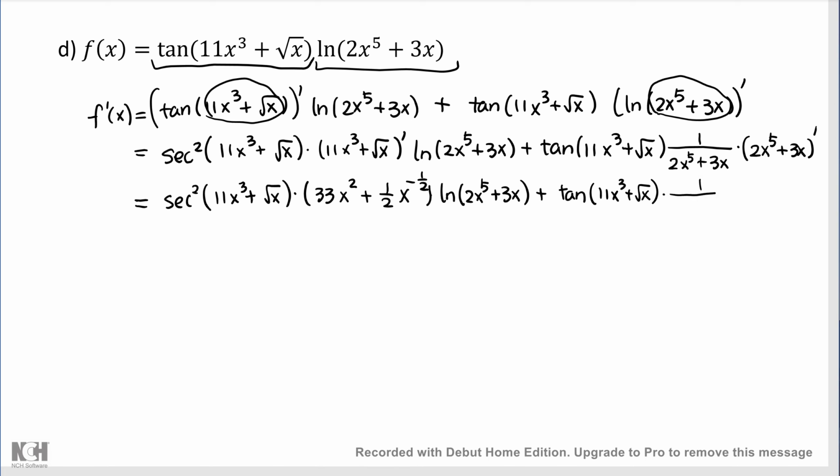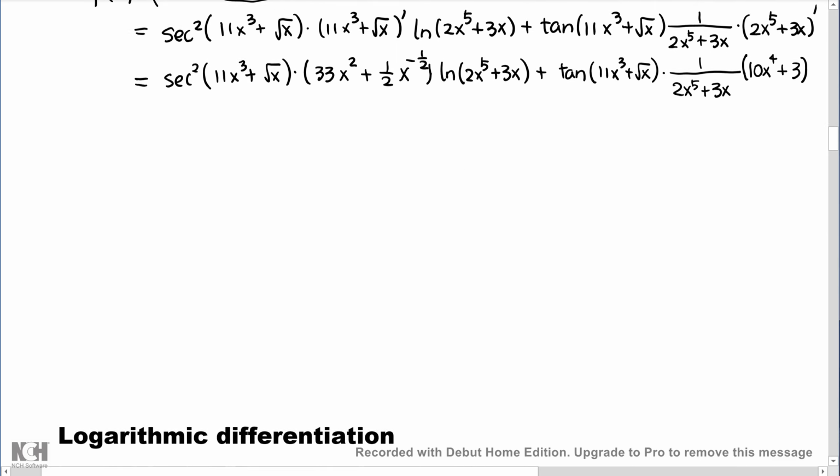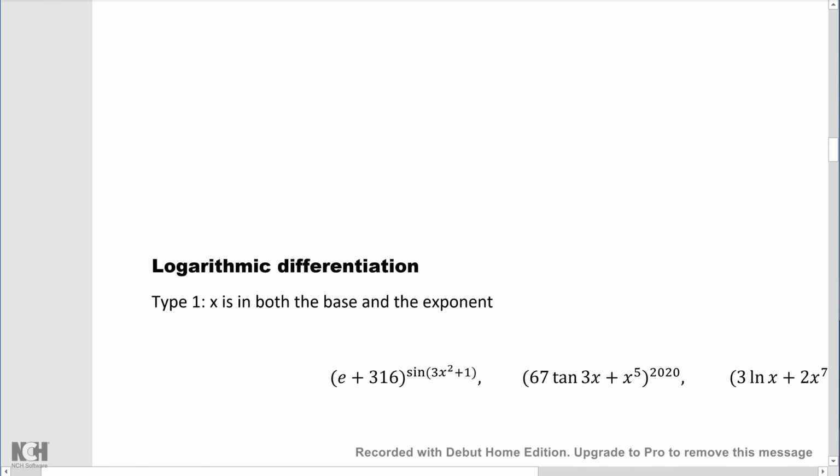Okay, let's continue. So this is 2x to the 5th plus 3x. The derivative of 2x to the 5th is 10x to the 4 plus 3. Is that right? Yes? No? What do I miss? My baby. Yes, don't forget our baby. They're so important. All right, so this is part D.